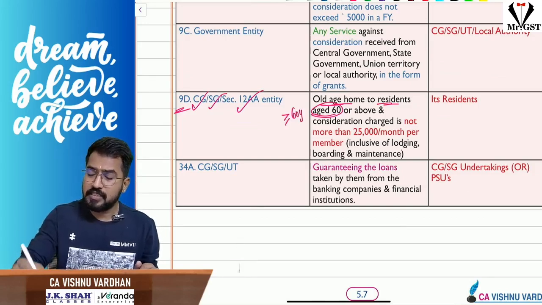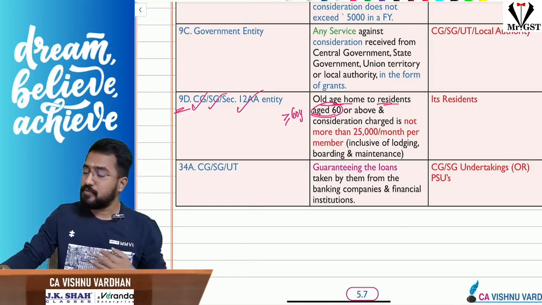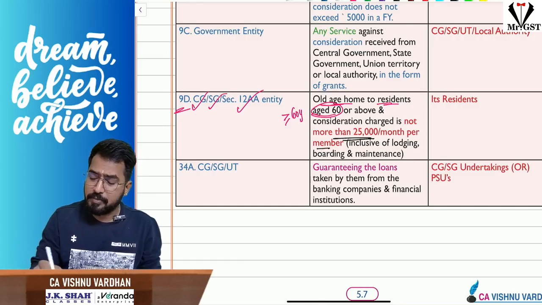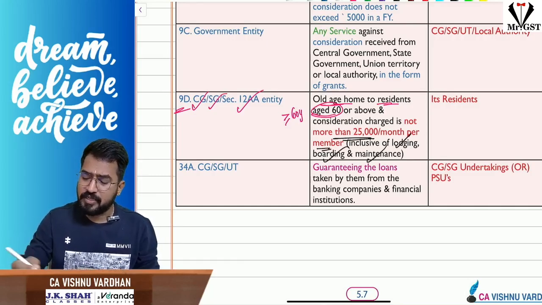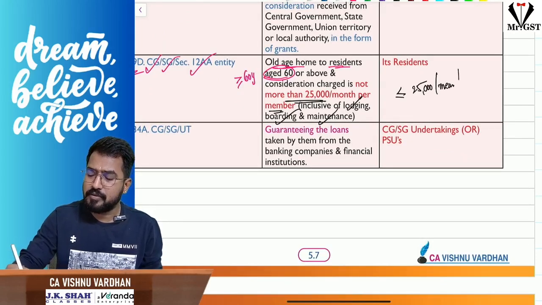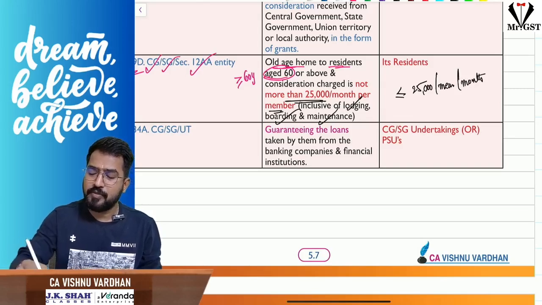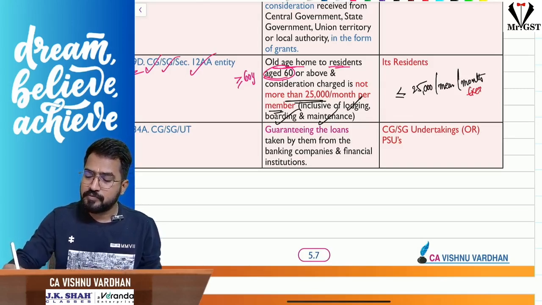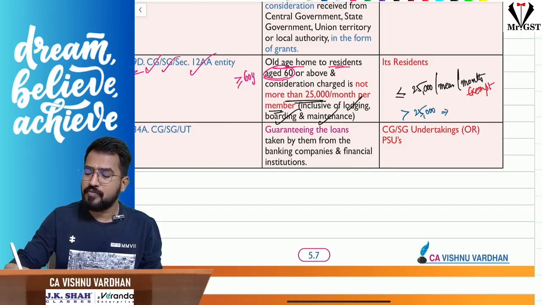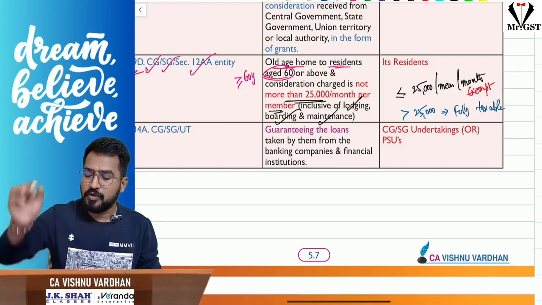And for that, if consideration they are charging is greater than or equal to 5,000 per month per member, including the lodging, boarding, maintenance, all that, it is taxable. That means less than or equal to 25,000 per member per month, exempt. If it is greater than 25,000, fully taxable.